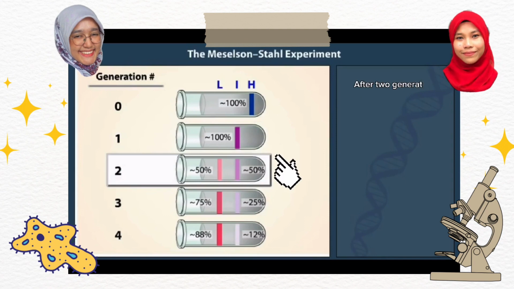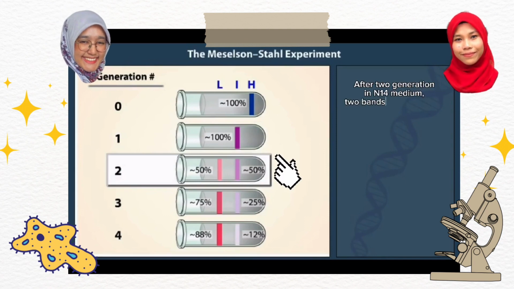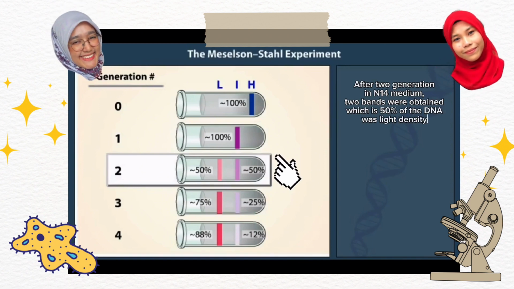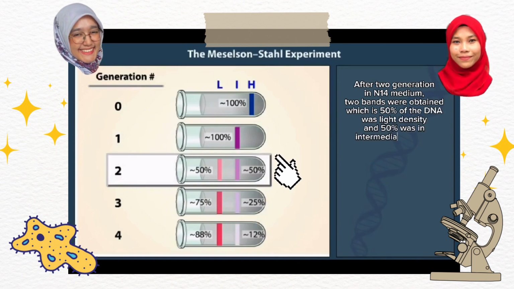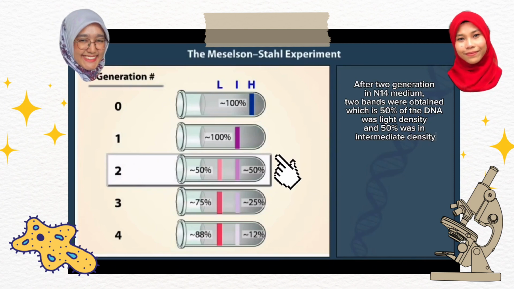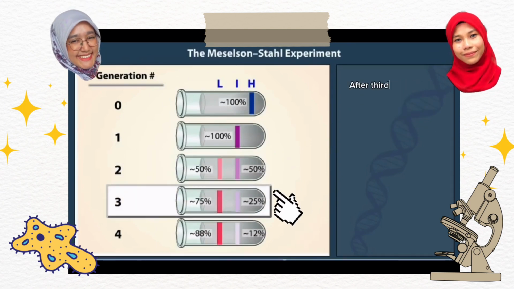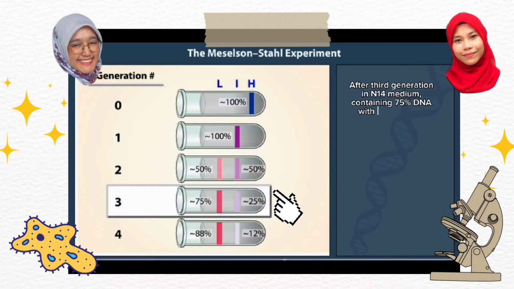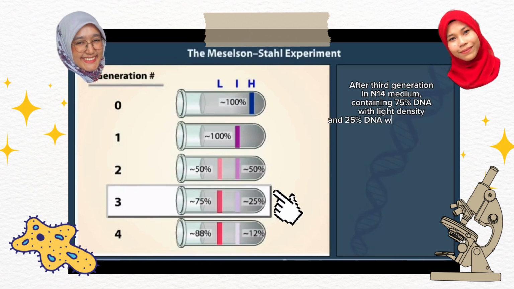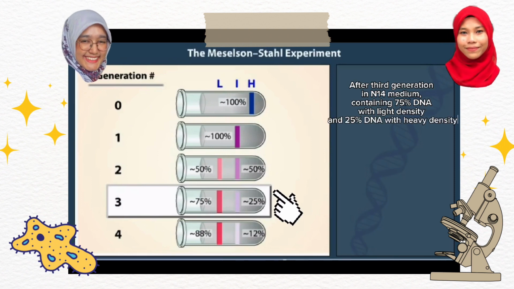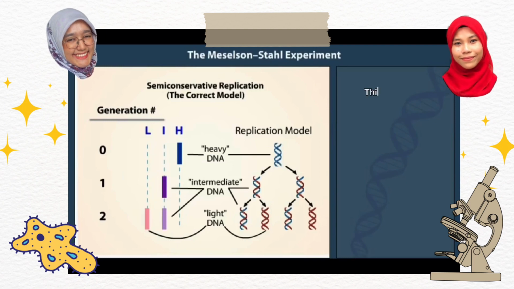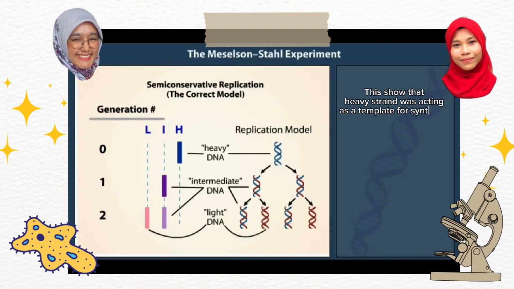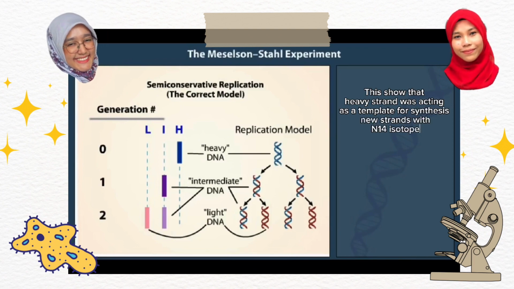After 2 generations in N14 medium, 2 bands were obtained, in which 50% of the DNA was light density and 50% was intermediate density. After the 3rd generation in N14 medium, there was a higher proportion of DNA with light density and a smaller proportion with heavy density. This showed that the heavy strand was acting as a template for synthesizing new strands with the N14 isotope.